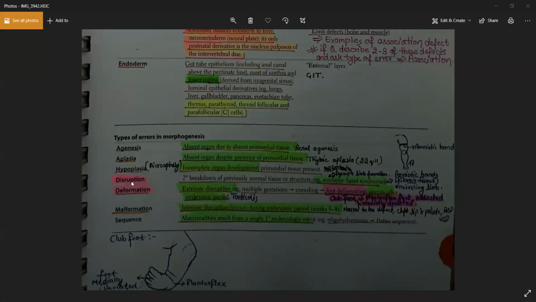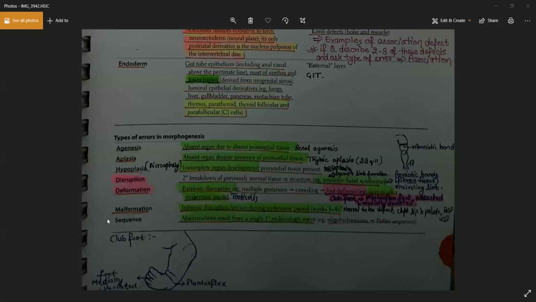So that was about deformation. Amniotic band syndrome, remember the disruption; the cleft foot deformities and the torticollis, remember that deformation. Then you have the malformation, where an intrinsic disruption occurs. For example, the neural tube defects, the cleft lip and palate, ASD, VSD. You don't need any external force for that, right? It is all due to an intrinsic disruption, and we call it a malformation. So neural tube defects, cleft lip palate, ASD, VSD are all examples of a malformation defect.